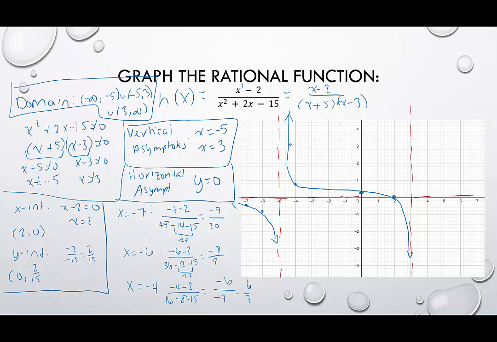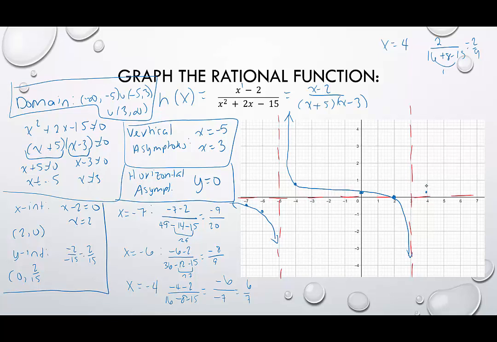Now on the right, we need to see what's going on. We're going to plug in 2 points to the right, so maybe I'll do 4 and 5. If I plug in 4, I get 4 minus 2 in the numerator is 2 over 16 plus 8 minus 15. This is 9, so that's going to be 2 over 9. That's pretty close to 0. So that's going to be like right here.